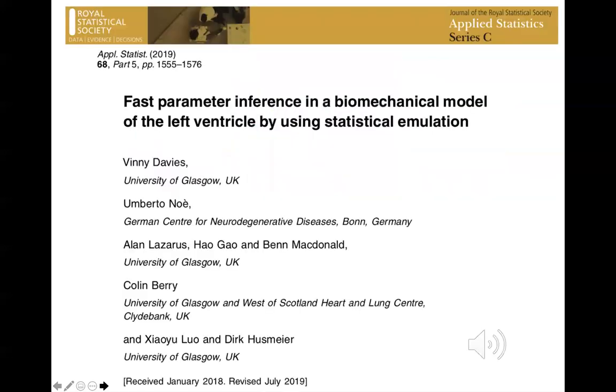You find more details on this study, as well as the investigation of various other emulation strategies in the following paper with the title Fast Parameter Inference in a Biomechanical Model of the Left Ventricle by Using Statistical Emulation, which was published in the Journal of the Royal Statistical Society, Series C, on Applied Statistics last year.